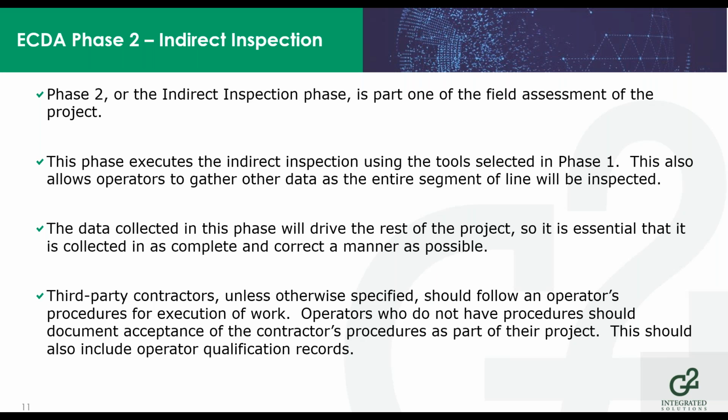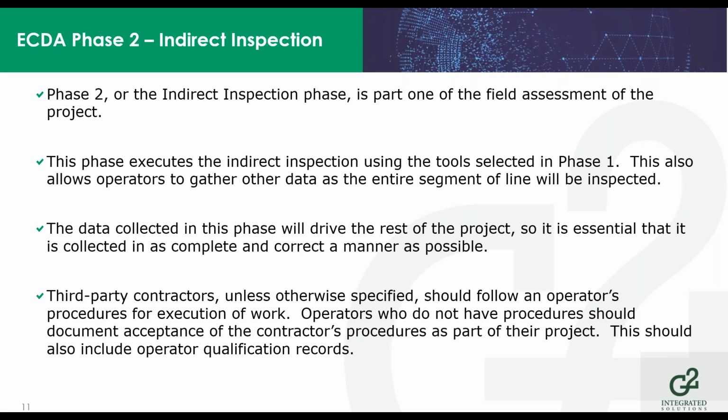Again, the data collected in this phase is going to drive the rest of the project, so it's essential that you really get a good set of data from your field survey work. Make sure it's as complete, as correct, and as accurate as possible. For each inspection that you do, so for instance, if you have a CIS procedure, you have to have a procedure for that tool that's being used. That procedure should identify what your data and documentation requirements are.